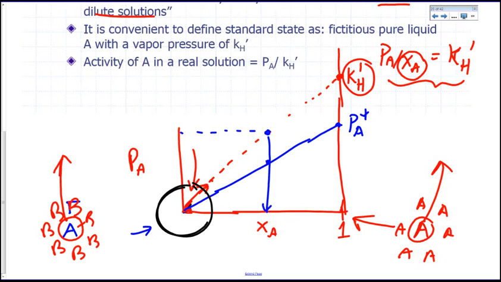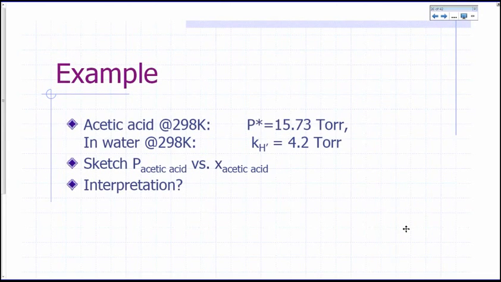So we can define our fictitious pure liquid with a vapor pressure equal to KH prime as a standard state for solutes. The activity of a volatile solute in a real solution can be written as whatever its partial pressure is above that solution divided by KH prime, where KH prime is what its vapor pressure would have been if it were pure and Henry's law were applicable all the way up to mole fraction equal to 1. Okay, so let's illustrate that by this example.